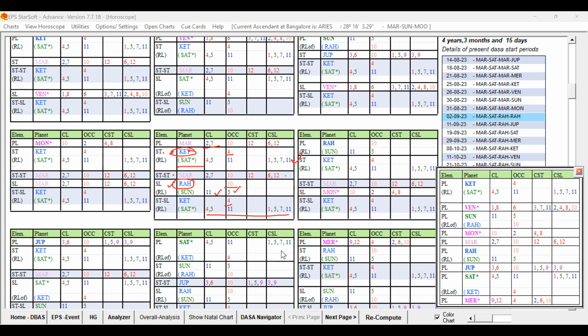The seventh sublord is Saturn. So the seventh sublord Saturn is in the star of the Sun, you can see this is very good. And in the sub of Rahu representing the Sun. So Rahu is also getting the influence of Saturn directly, and the Sun also represents Rahu, that is also getting the impact.